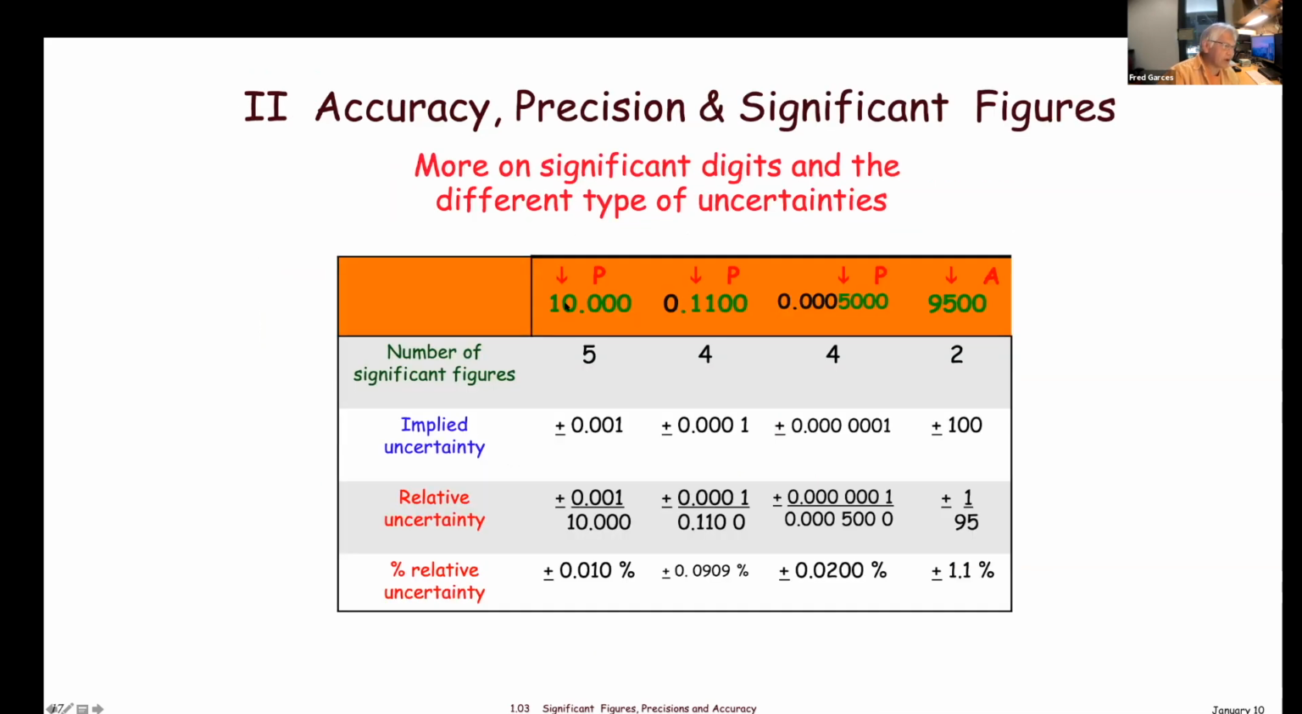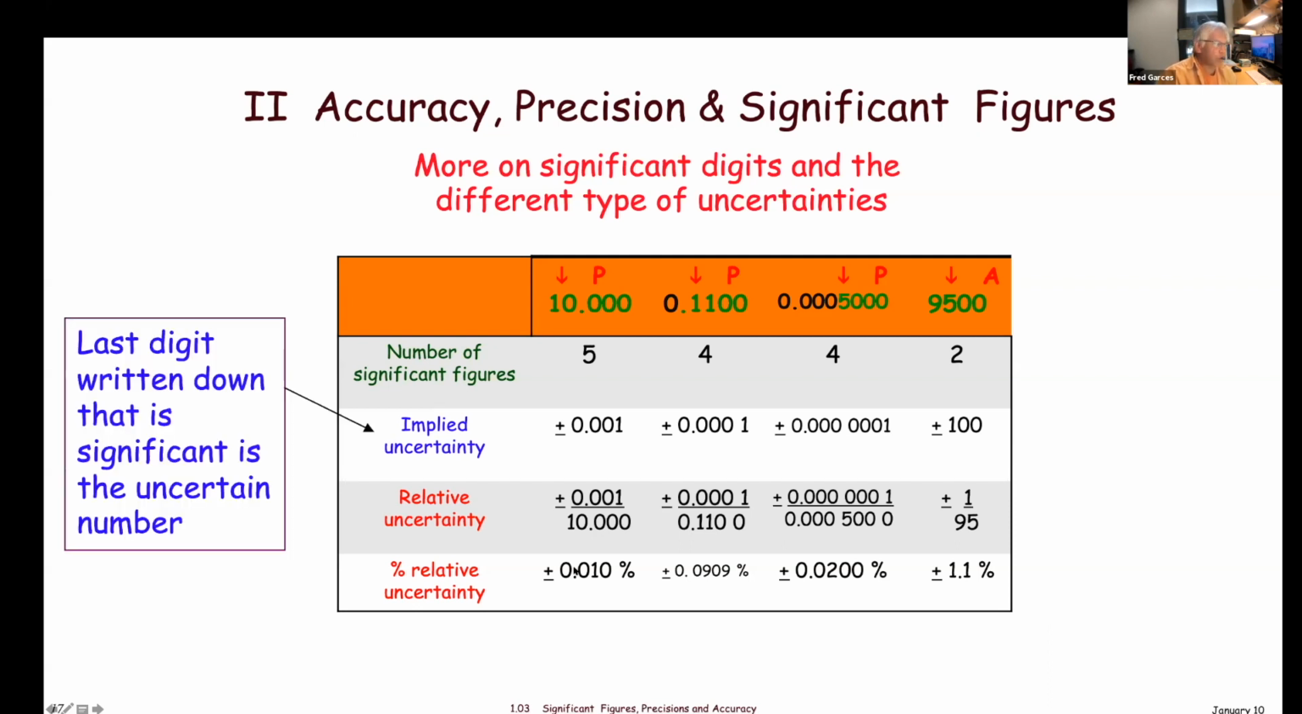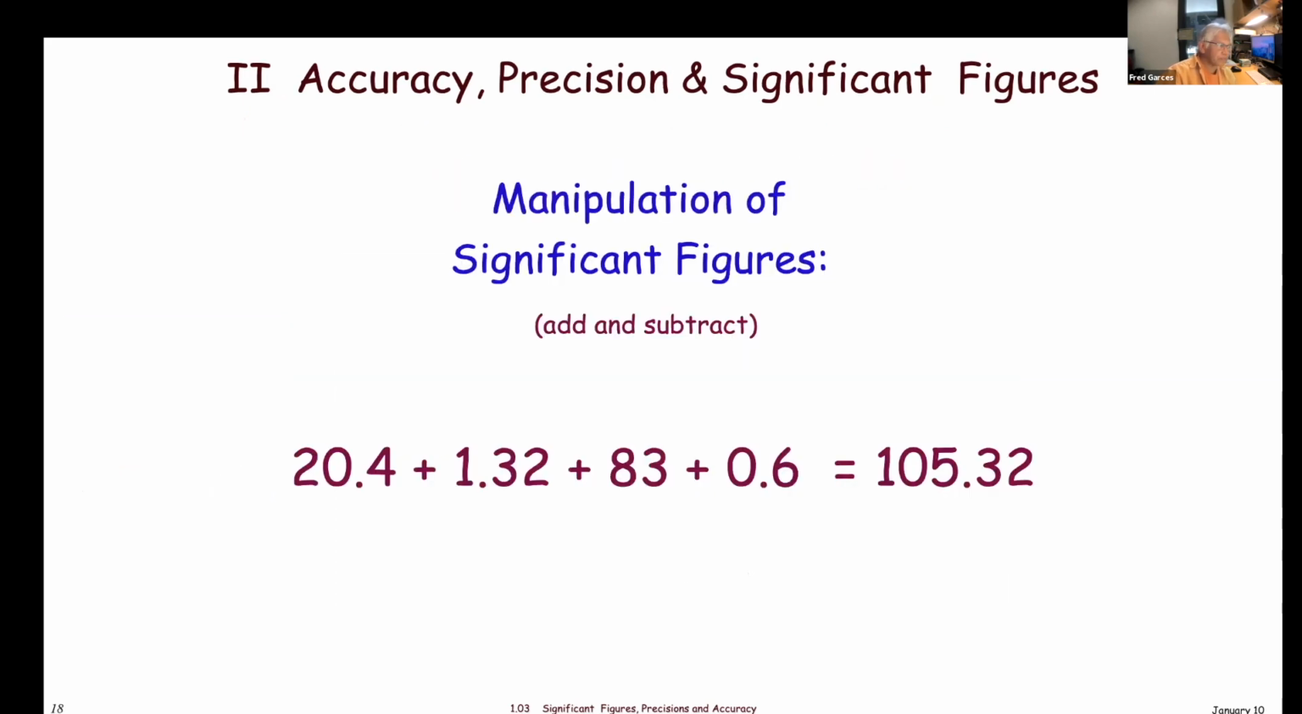This chart just tells you that this has 5, this has 4, this has 4, this has 2 significant figures. Don't worry about the implied uncertainty and the relative uncertainty or the percent relative uncertainty. Why? Because you don't need to worry about that. We're not going to be using that in this class. You just have to know about significant figures, because that's one of your first exercises in lab. So once you understand significant figures, then you can apply the rules of math to do these things.